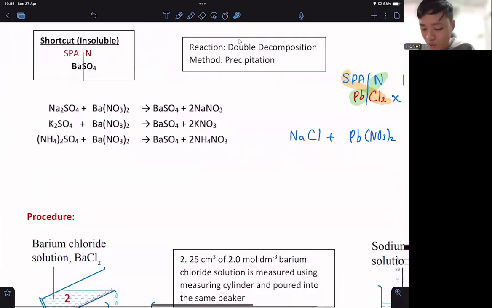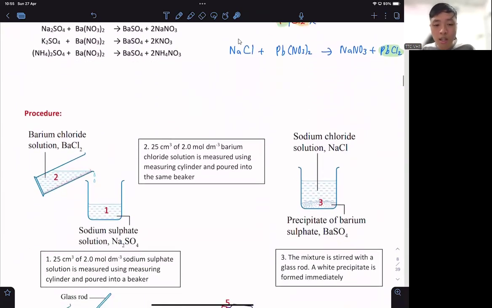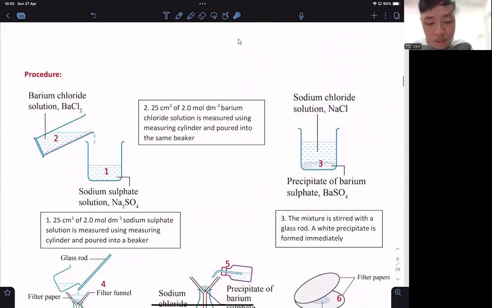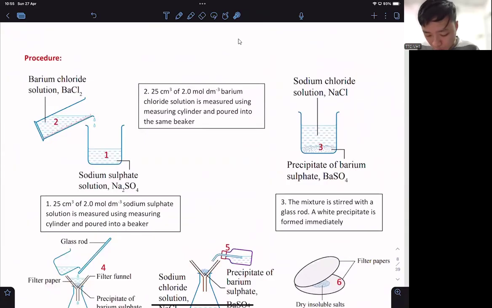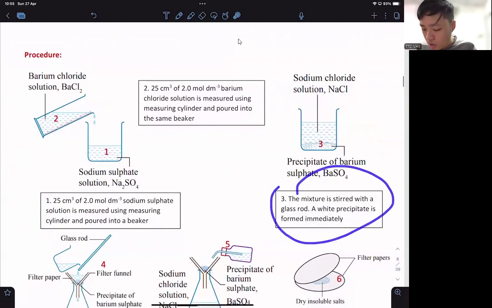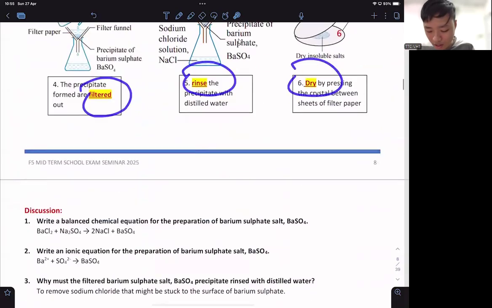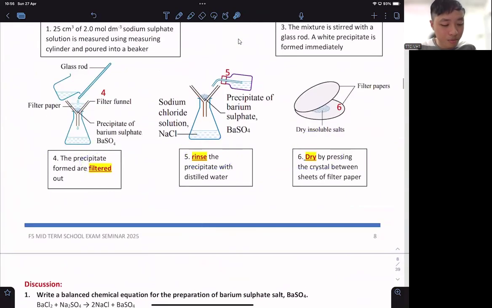Preparing an insoluble salt is called a double decomposition reaction. What you do is add two soluble salts together and mix. Then you stir the mixture, but you don't need to heat and cool. You just filter, rinse, dry. You can try this. I'll let you do the exercise first.